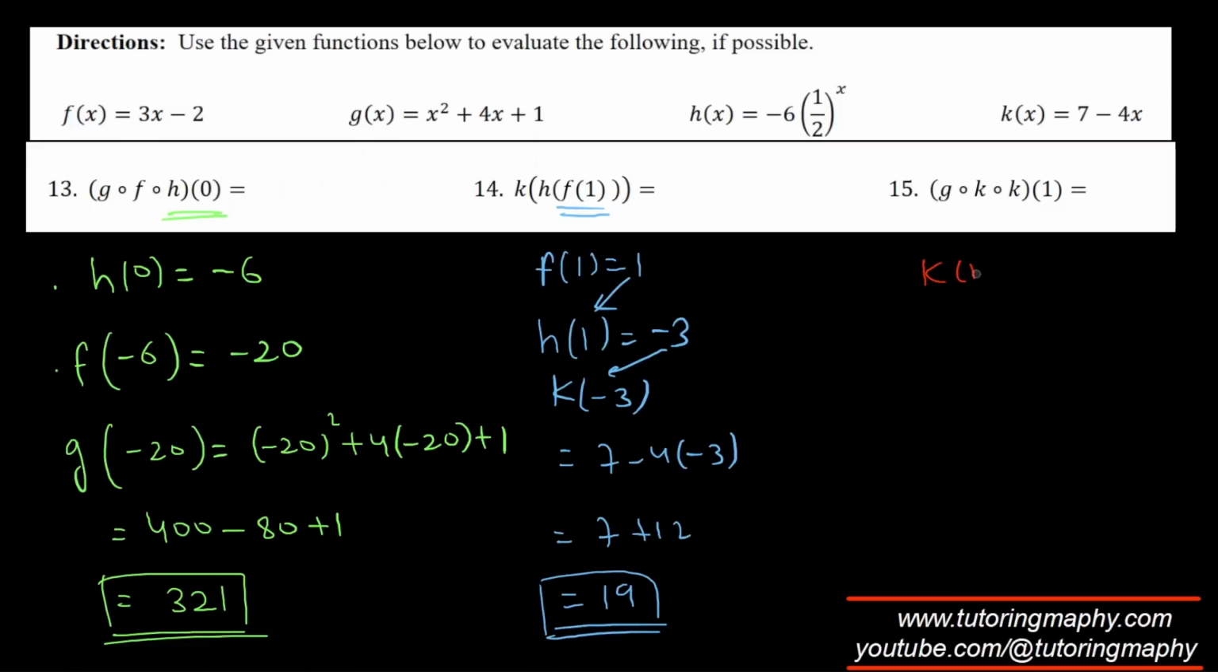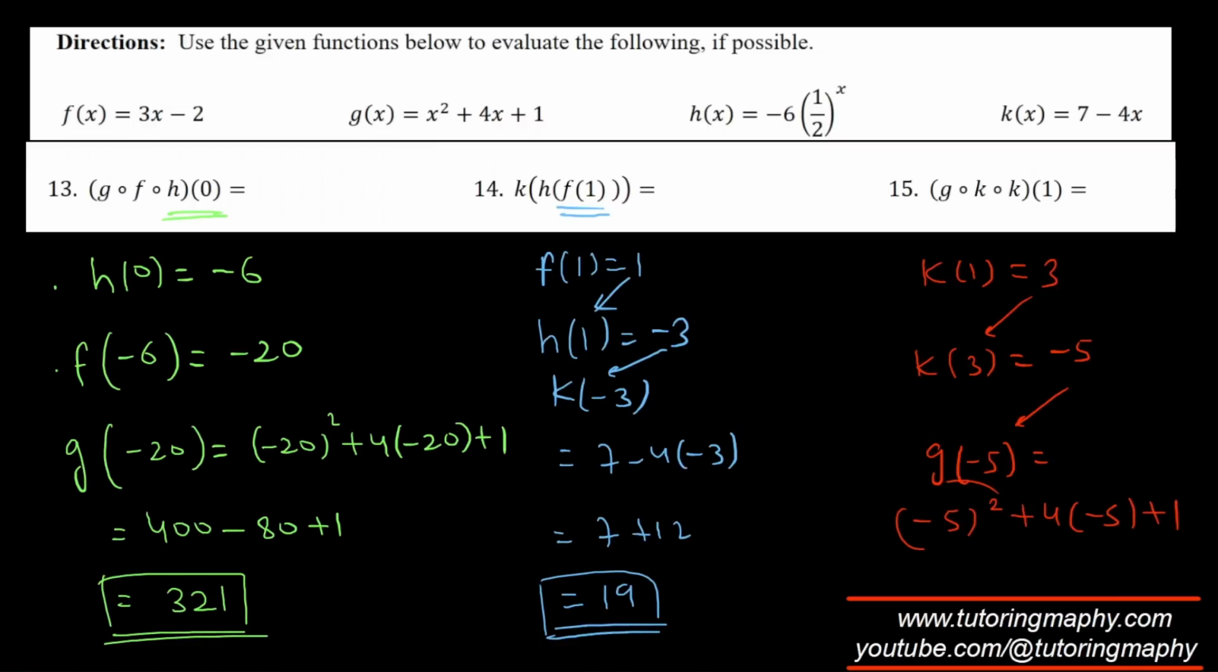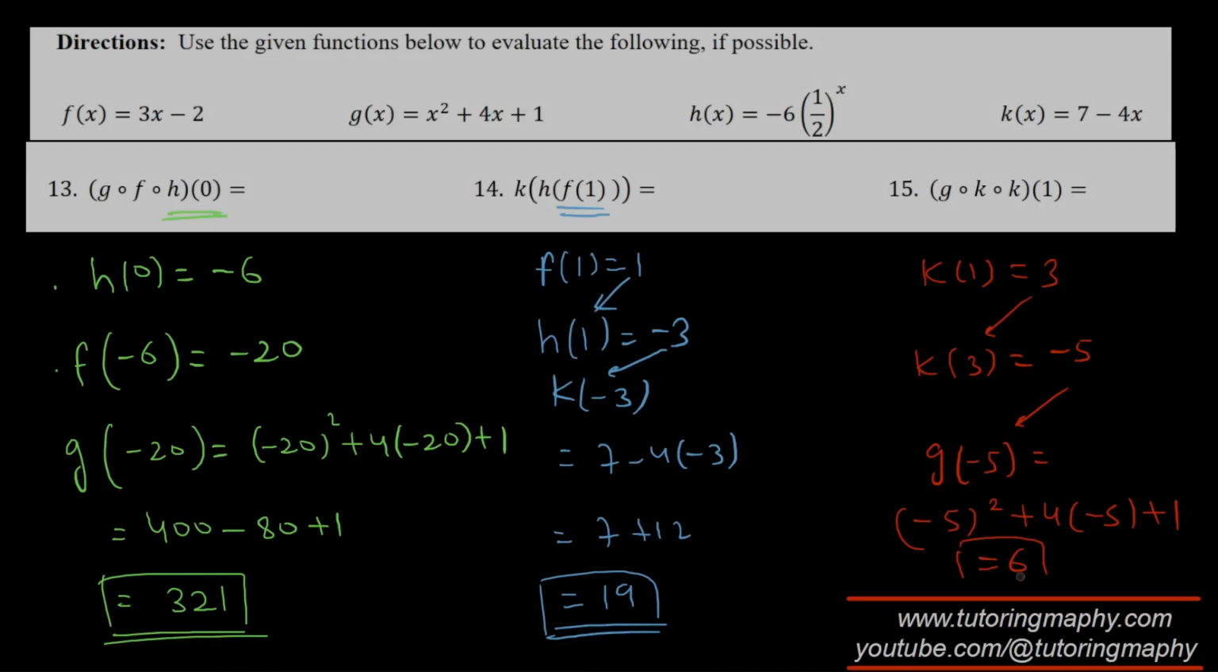Right. Let's find k of 1. k of 1 is pretty straightforward. 4 times 1 is 4. 7 minus 4 is 3. So k of 1 is 3. Once again, k of 3 will be replacing x with 3. So 4 times 3 is 12, and 7 minus 12 is negative 5. And then I have g of negative 5, which is, there you go, negative 5 squared plus 4 times negative 5 plus 1. Negative 5 squared is 25. 25 minus 20 is 5. 5 plus 1 is 6. So the answer is 6.